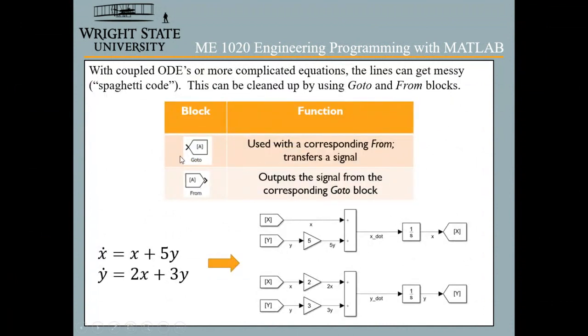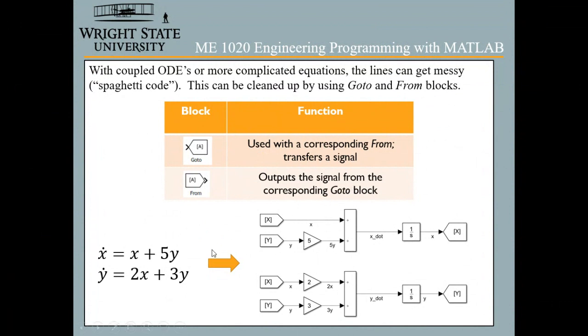And so whenever you have something that's going to go to multiple places, you can use a go-to tag and say, all right, you have a tag called X. Every corresponding from tag that has X is basically pulling from that same tag, pulling from that same line. And so in this case, you go to X, and then X is used in both these equations. These things are the same as if all 3 of these were connected, basically. The go-to transfers a signal to a corresponding from block. And then that's kind of a way you can clean up your code.